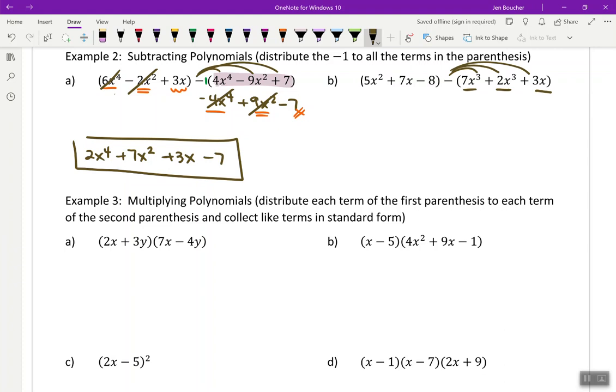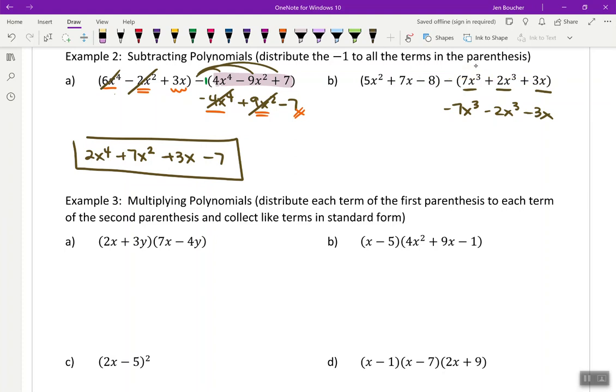So what do we have? Oh, it looks like we've got a couple things going on in there. Let's just distribute the negative. So a negative 7x cubed minus 2x cubed. So distribute that negative here, distribute it here, distribute the 3x. We're subtracting that 3x. And once we do that, we can just combine.